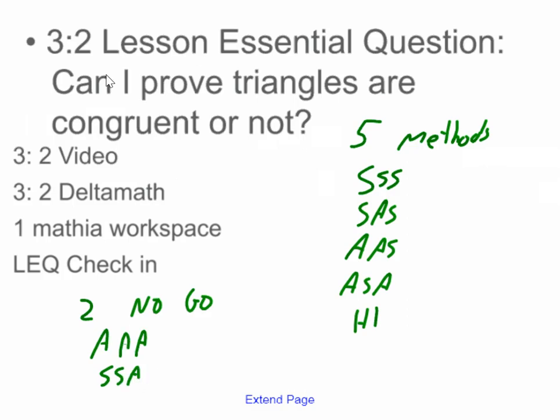So to help you get this done for your check-in, there's the 2-3 video that you already did, so good job on that. And then you got Delta Math and 1 Math Workspace before your lesson essential check-in.